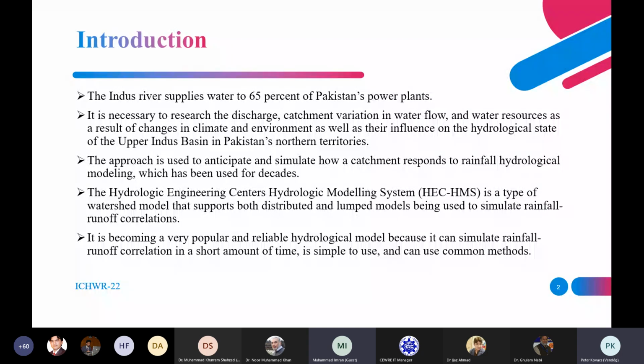been used for decades. The Hydrologic Engineering Center's Hydrologic Modeling System, HMS, is a type of watershed model that supports both distributed and lumped models being used to simulate rainfall runoff correlations. It is becoming a very popular and reliable hydrological model because it can simulate rainfall runoff correlation in a short amount of time, is simple to use, and can use common methods.